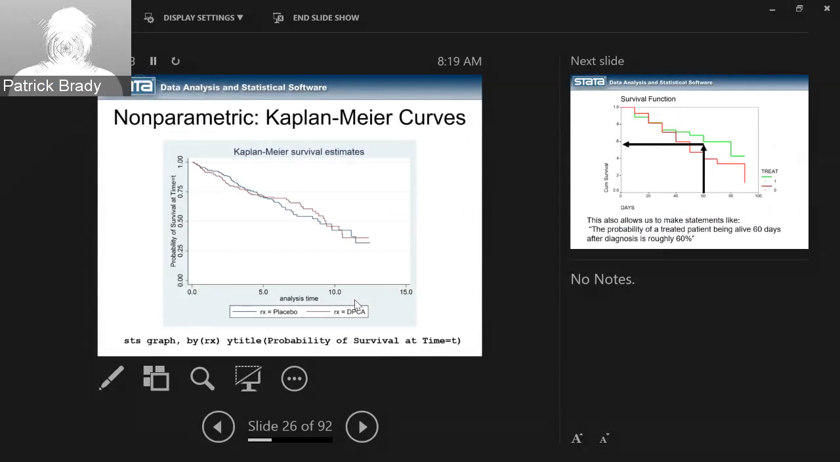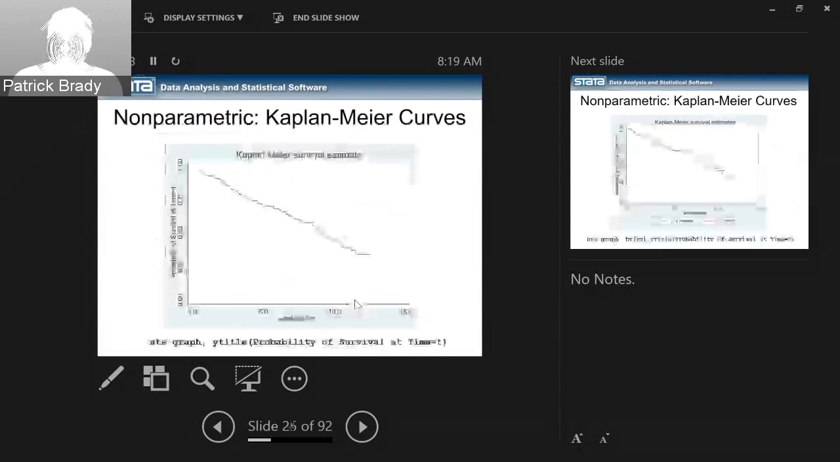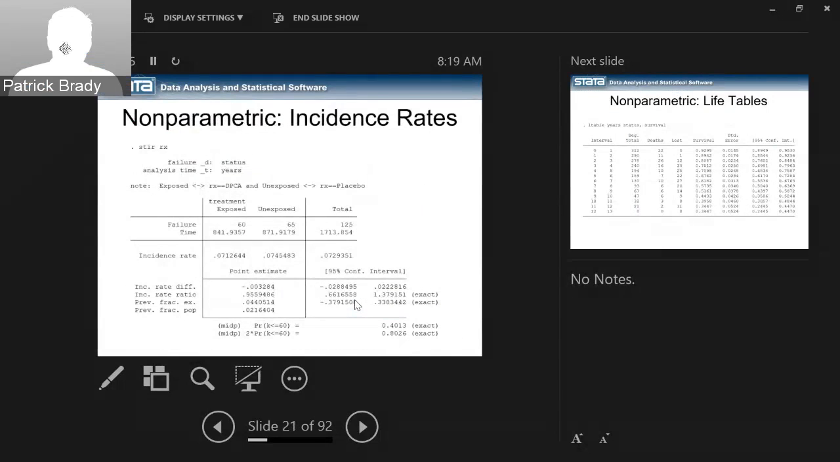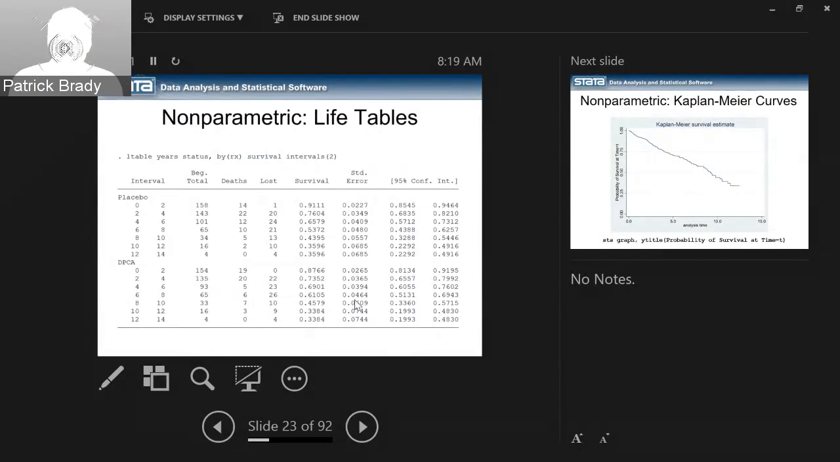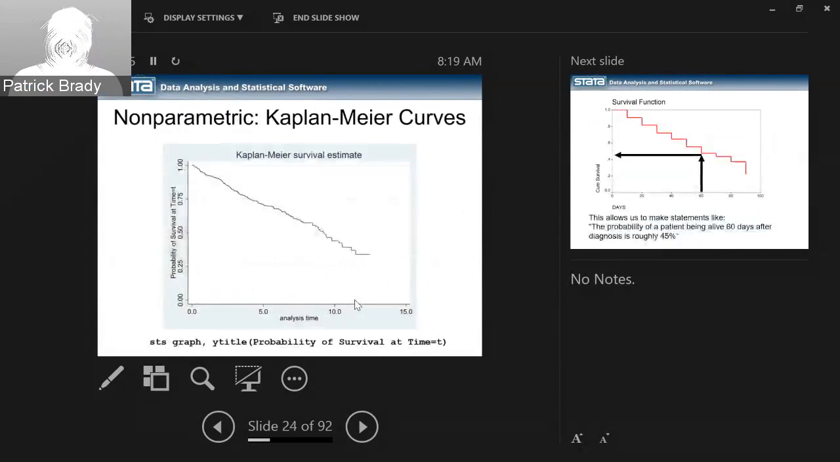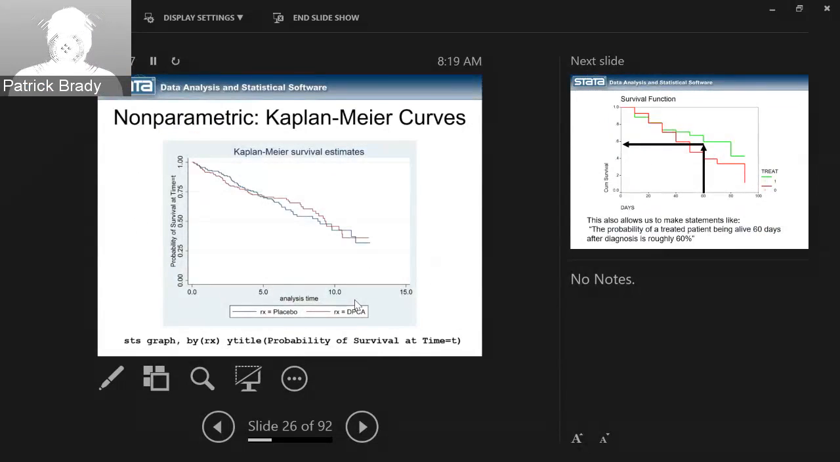And here we see that it's a little bit more complicated. If we look at the graphs, we see that in the beginning, remember before the incidence rate looked like it was a little lower in the treatment, the incidence rate is a little bit higher in the treatment group. But then we go to the life tables, and it looks like survival at the end of the first year is worse for the treatment group than it is for the placebo. But the nice thing about these Kaplan-Meier curves is we can start to see a much more complex pattern here.